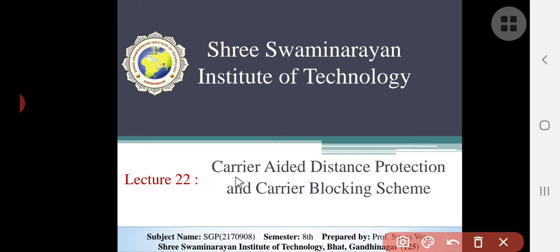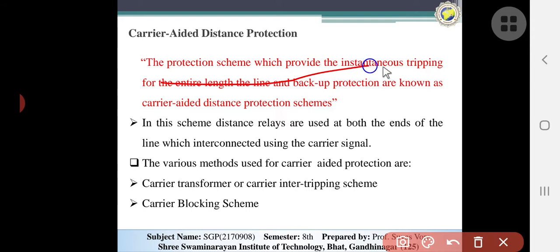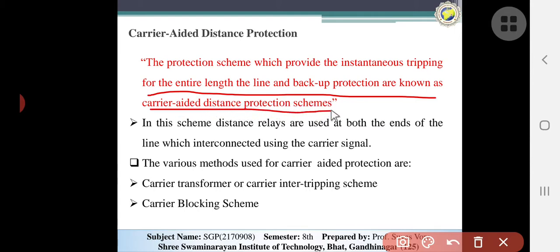Now today's topic, the last topic of this chapter, is carrier aided distance protection and the carrier blocking scheme. Let us start with the carrier aided distance protection scheme. The protection scheme which provides instantaneous tripping for the entire length of the line, and backup protection, is known as the carrier distance protection scheme.